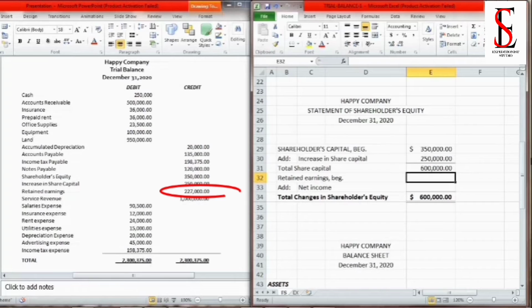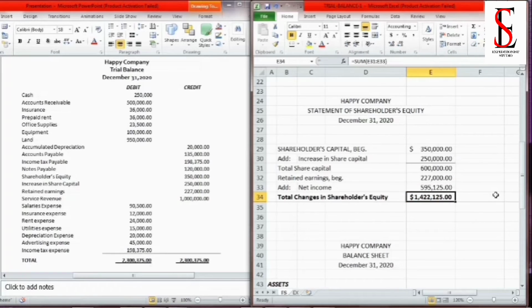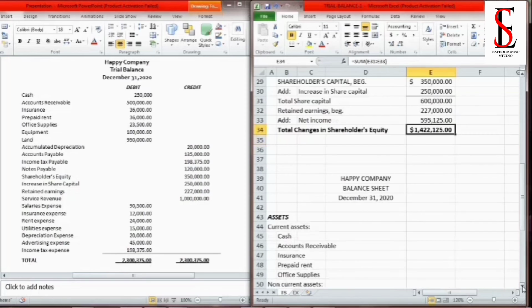Then we will add the retained earnings, which amounted to $227,000. Then add the net income, the balance that we got earlier in the income statement, which amounted to $595,135. With total changes in shareholders' equity, which amounted to $1,422,125. Okay, so let's proceed to the balance sheet.